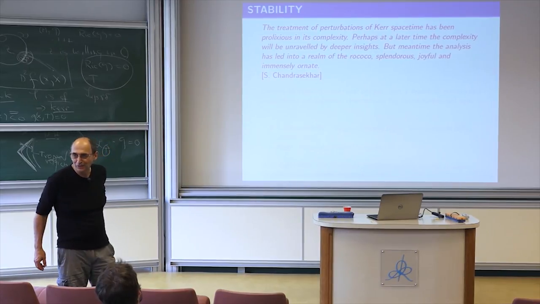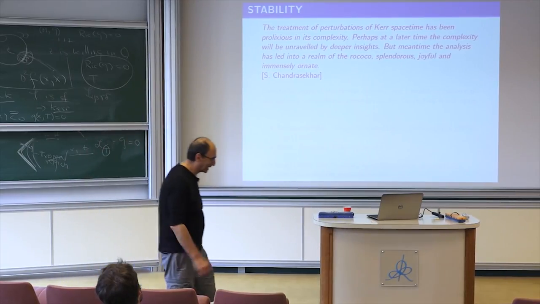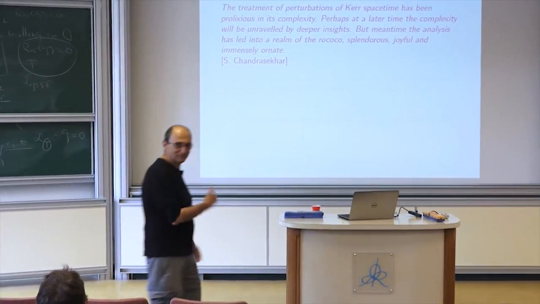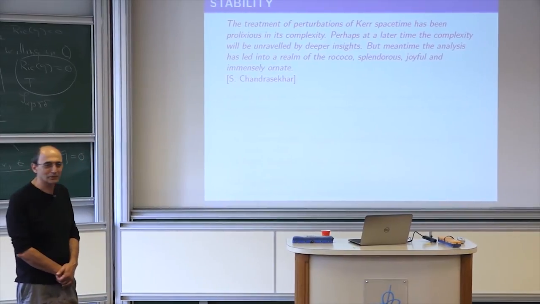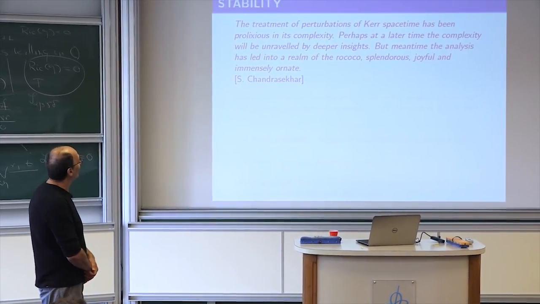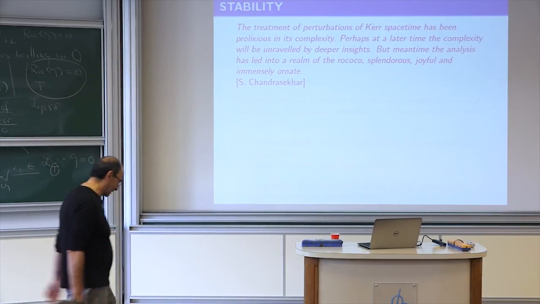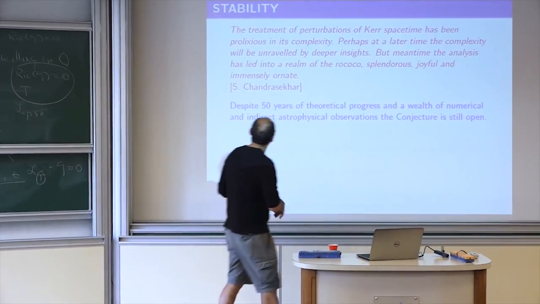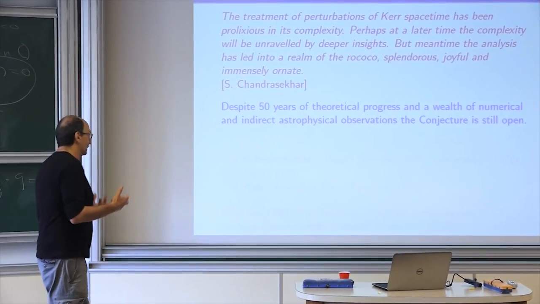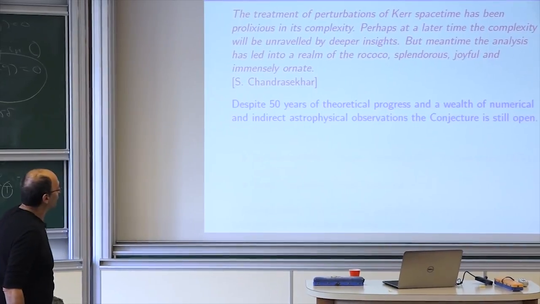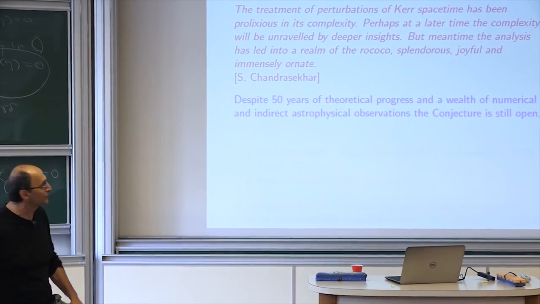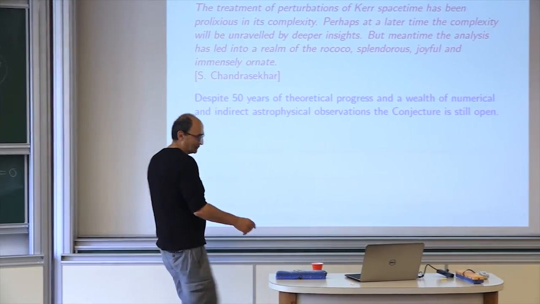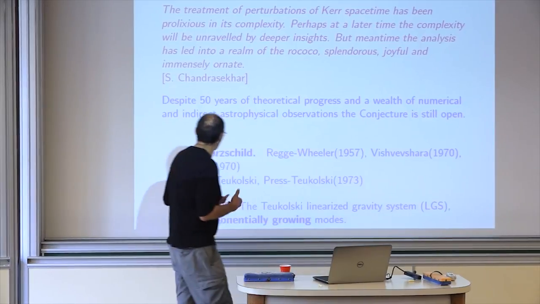So, of course, Chandrasekhar was a great admirer of art and beauty, and he thought that this subject is very beautiful, but very rococo, unfortunately. But he thought that at a later time the beauty will be unraveled, and things will become simpler. Despite 50 years of theoretical progress and the wealth of numerical and indirect astrophysical observation, this conjecture is still open, right? And I'll try in the rest of this lecture to tell you what's known.